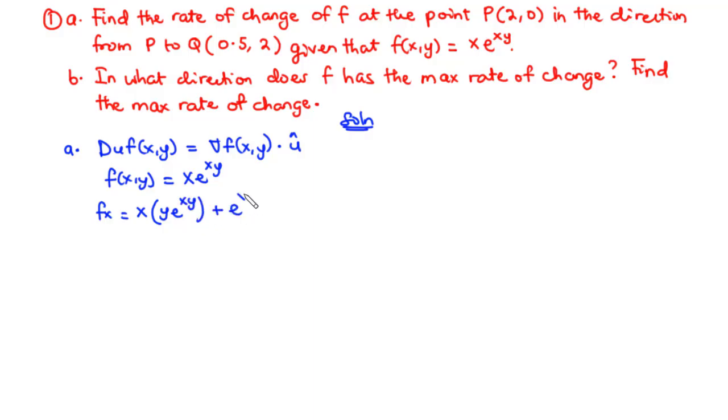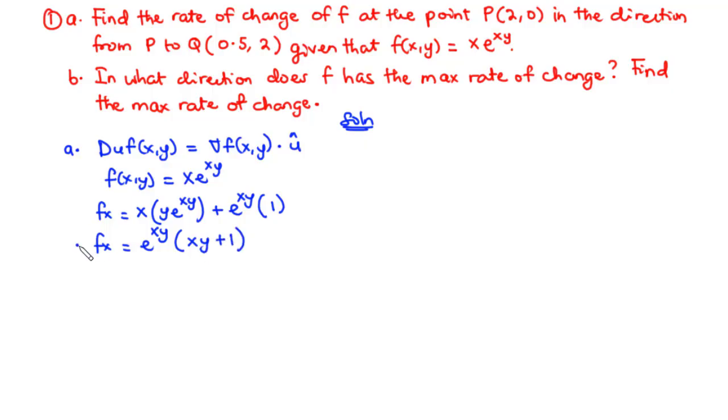plus we hold e to the power xy, and then we multiply that by the derivative of x, which is 1. Therefore we have fx equal to xy e to the power xy plus e to the power xy. Now we have e to the power xy in both terms, so we can factor out e to the power xy, so that we have in the bracket xy plus 1.